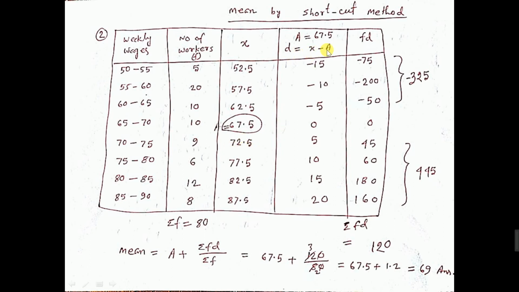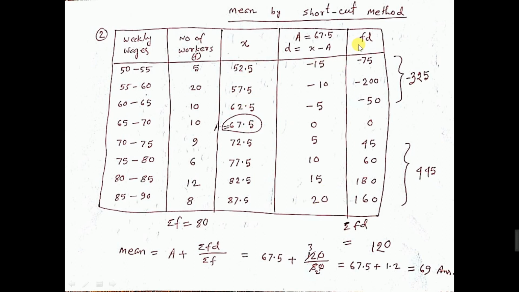Okay, how to find d? That is x minus a. So this is the value x and this is the value a. You do this minus this, the result is minus 15. Again this minus this, the result is minus 10. Then this minus this, the result is minus 5. Again 67.5 minus 67.5, answer is 0. Again 72.5 minus this, the answer is 5. Again this minus this, 10. This minus this, 15. This minus this, answer is 20.